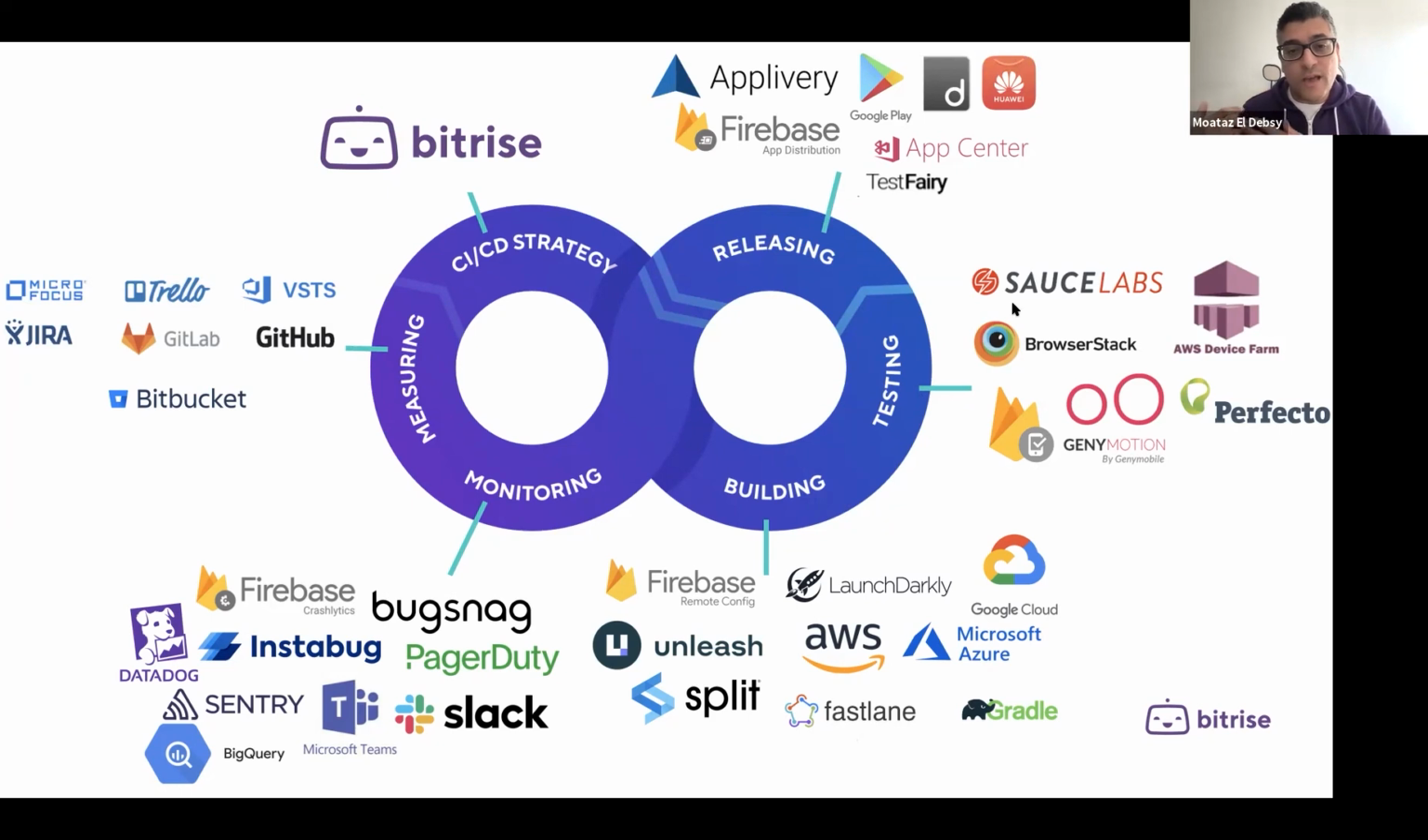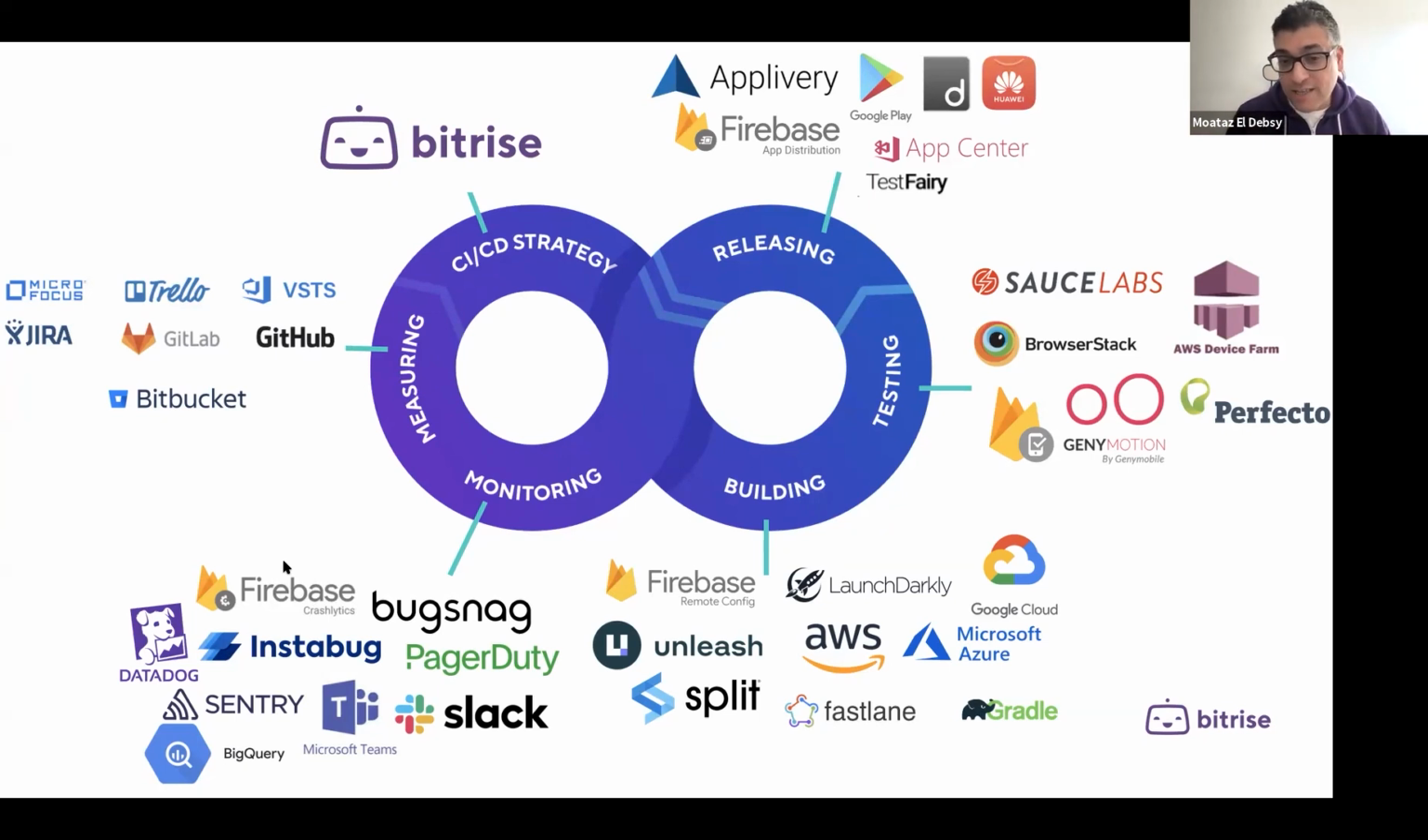Okay, will we use our local or dedicated devices, or shall we go to cloud devices like Sauce Labs, BrowserStack, AWS Device Farm, Genymotion, Firebase Test Lab, or Perfecto? And then for releasing, how can we release the beta version of our application to beta users? Maybe you can use Firebase App Distribution, deploy to the App Store using Google Play Store, App Center, or TestFairy.